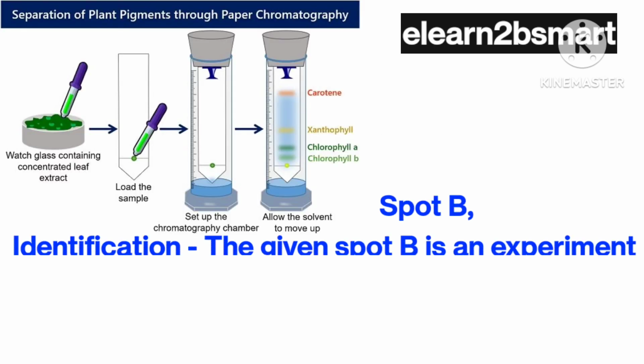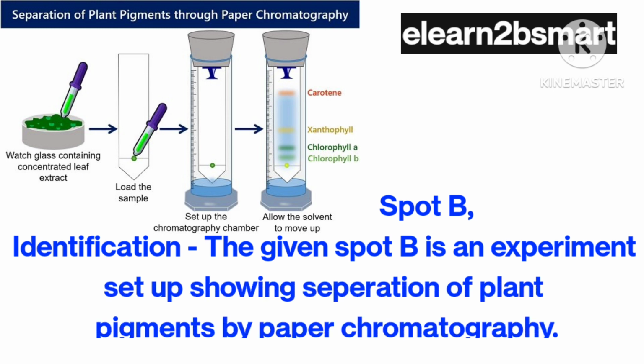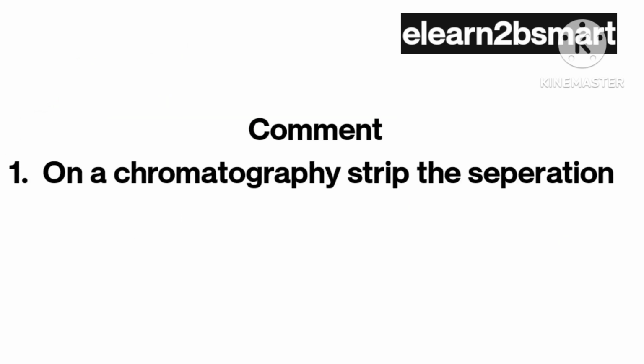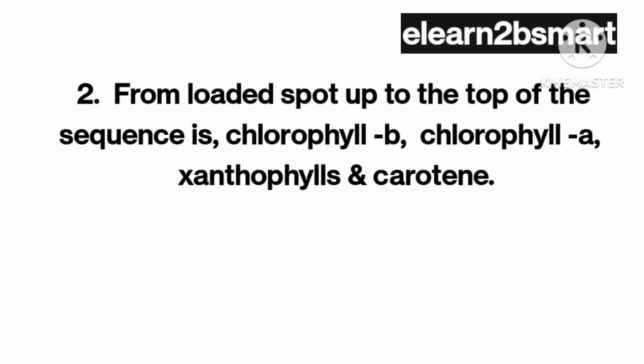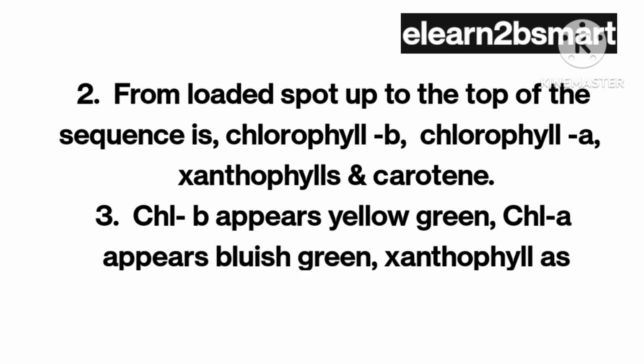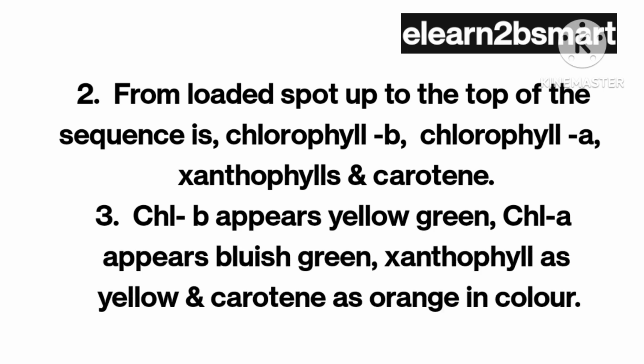Spot B. Identification. The given spot B is an experimental setup showing separation of plant pigments by paper chromatography. Comment 1. On a chromatography strip, the separation of photosynthetic pigments as bands of different colors in a particular sequence is observed. 2. From the loaded spot up to the top, the sequence is chlorophyll b, chlorophyll a, xanthophylls and carotene. 3. Chlorophyll b appears yellow-green, chlorophyll a appears bluish-green, xanthophyll appears yellow and carotene appears orange in color.